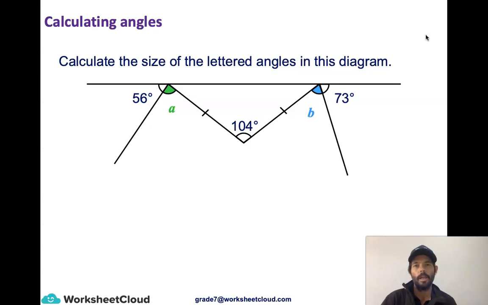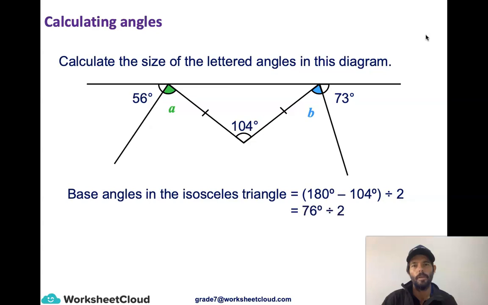The first thing I'm going to do is identify that there's an isosceles triangle on the screen in front of you, indicated by the two stripes on the triangle showing that they are identical lengths. So I know the angles of a triangle add up to 180, so therefore 180 minus 104 is going to give me 76, and 76 divided by 2 is going to give me 38 degrees. Okay, so those two angles are going to be 38 degrees based on the angle properties of an isosceles triangle.